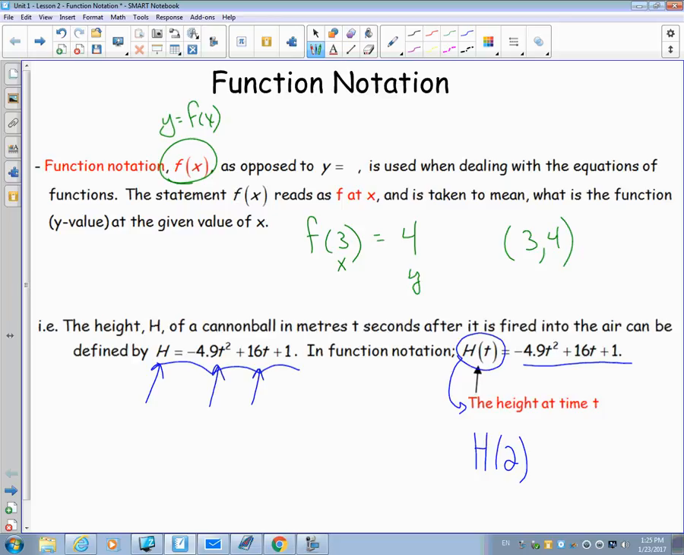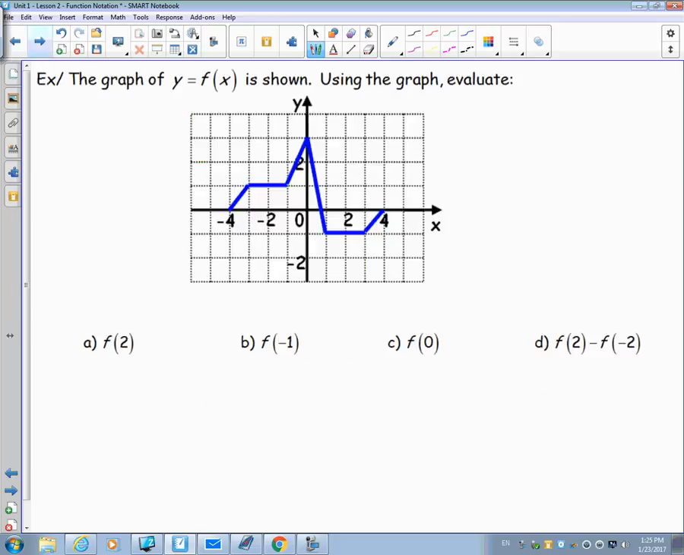So let's look at a couple of examples here of how it's going to work. So I have a graph of some sort of function. And when I give you something that just says y equals f at x, all that means is some function. It doesn't necessarily have an equation, or maybe it has a whole bunch of equations to make it, but it's just some function. I want to use this graph to figure out some things. So let's give it a try.